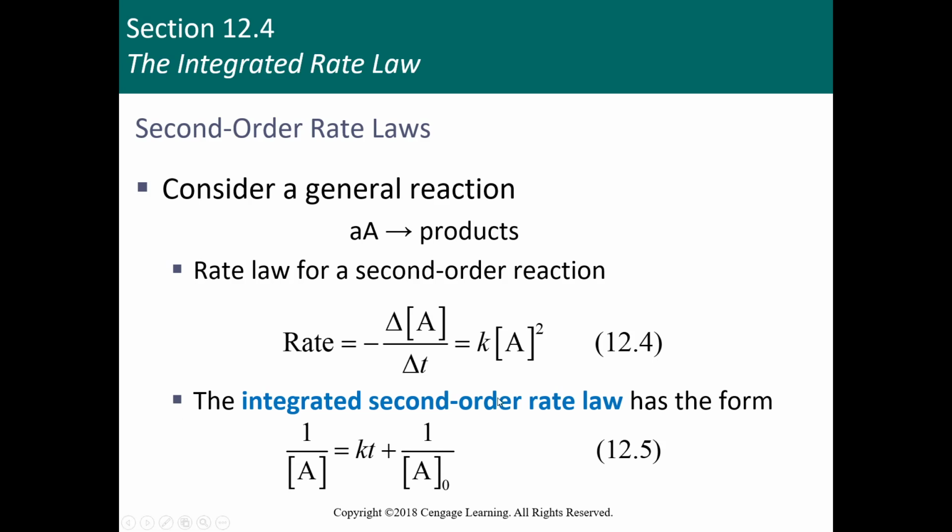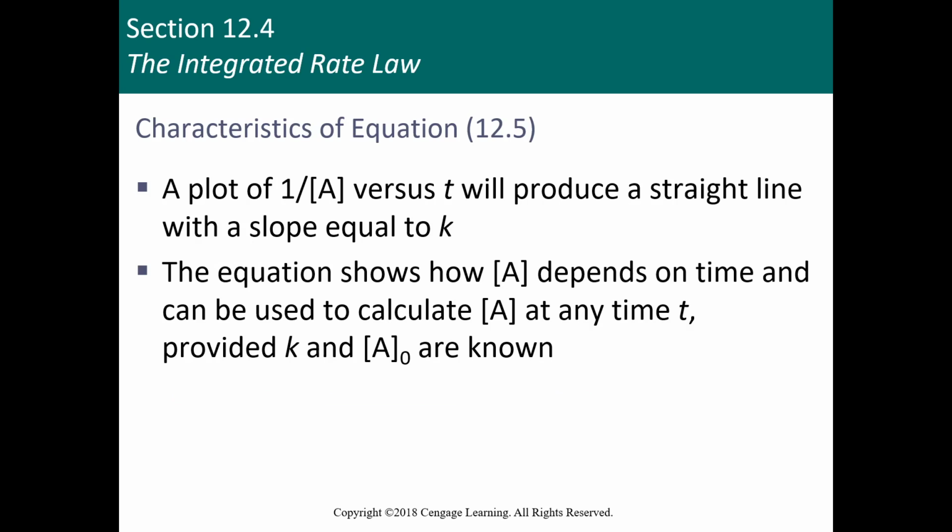Now, this is the integrated second order rate law. This would be 1 over the concentration, again, for that time, equals kt, again, time, plus 1 over the initial concentration here. You will notice in this case that we have a concentration component to this. So as you change the concentration, as your reaction uses up concentration, this time will change, okay? The amount of time it takes to do the reaction will change. It will get slower and slower and slower.